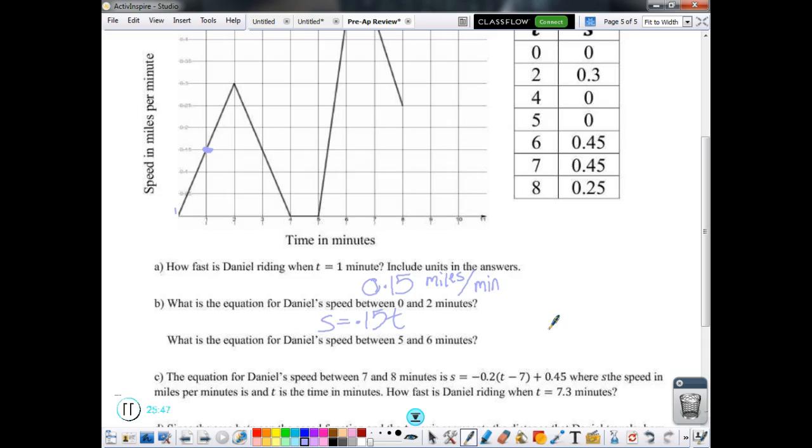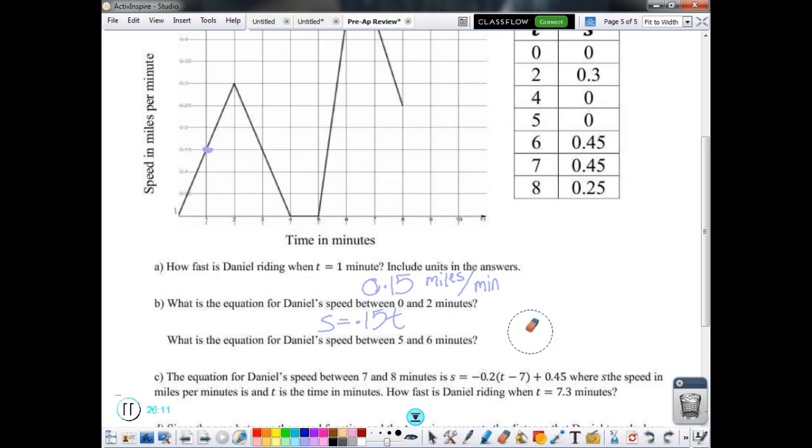No, because they're telling you it's between 0 and 2 minutes. If they told you to write the equation of the piecewise function, that's when you would have to do it for the whole thing. But since they tell you what's the equation between 0 and 2, you don't have to do it. They just want to know what the equation of that line is.